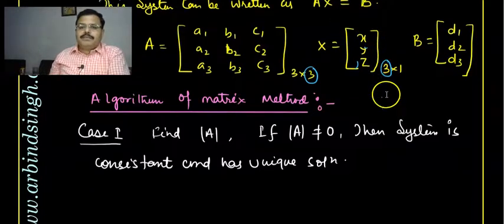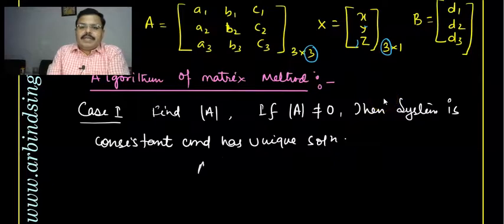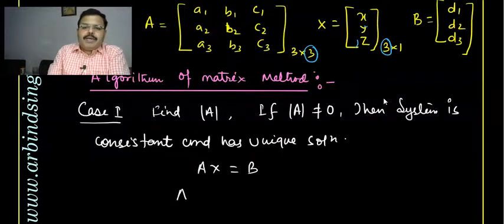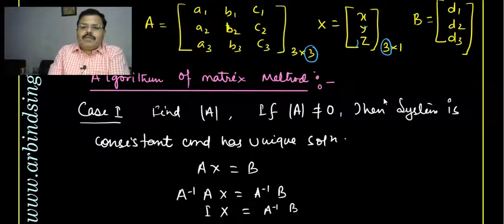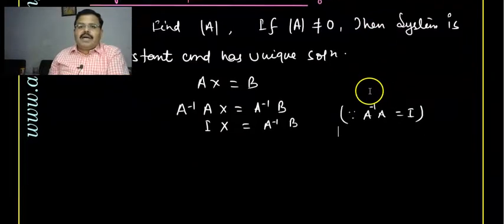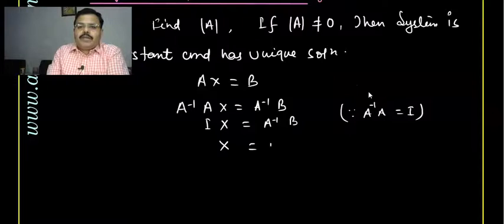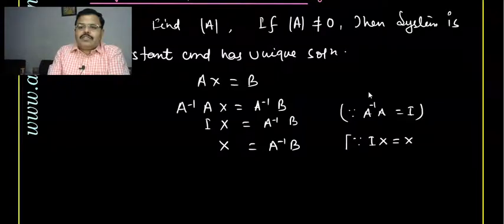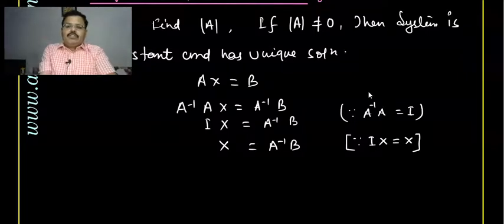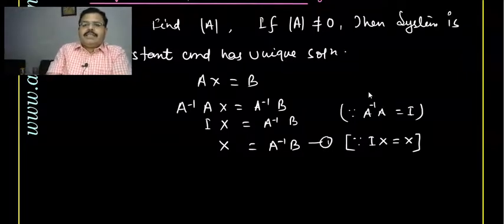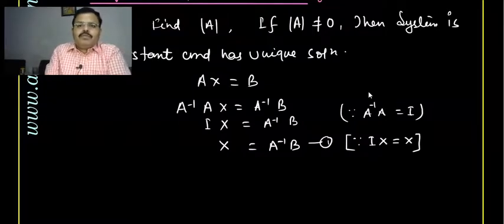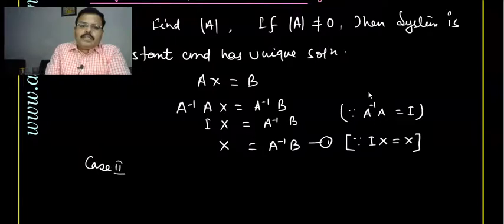Since Ax is equal to b, if you multiply by A inverse on both sides, x is equal to A inverse b. A inverse A is equal to I, so I into x is equal to A inverse b, since A into A inverse is equal to I. Now, I into x is also equal to x, so we write A inverse b. So the solution is given by this equation, x is equal to A inverse b. We will solve it.